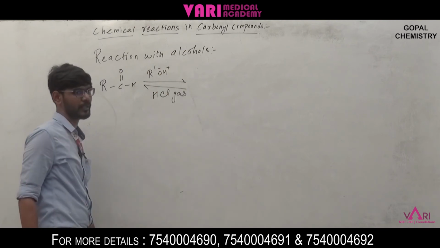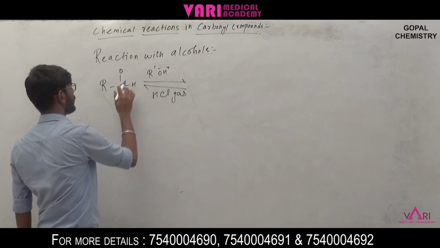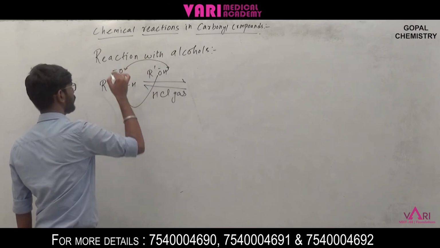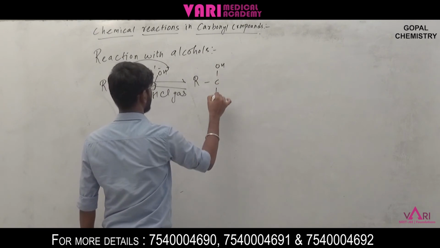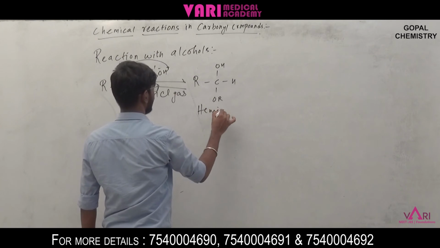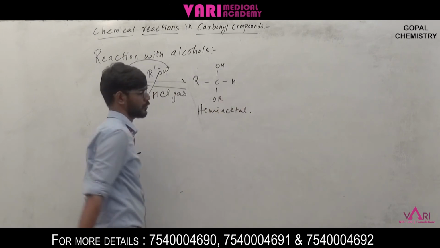Because the alcohols are acidic in nature, right? So here we can say C plus O minus. So this one will have to attack here. The OH will have to go here. So C OH and OR H. This is hemiacetal. Okay, this is hemiacetal.